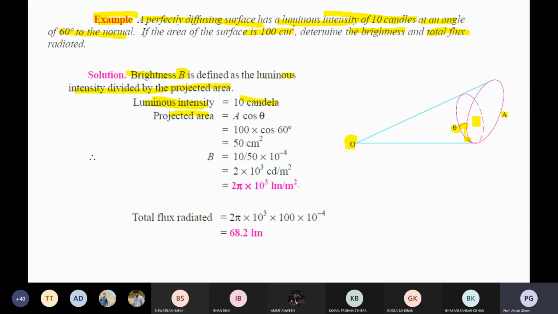Why 10 to the minus 4? Candela is the SI unit and now the area is in centimeters, so you have to multiply by 10 to the power minus 4, that is 10 to the minus 2 whole square. So B you are getting, B equals 2 into 10 cube candela per meter square. So 2 pi into 10 cube lumens per meter square, again converting candela to lumen. The total flux radiated is 2 pi 10 cube, that is B, into the area given, 100 centimeters square, 10 to the power minus 4, so it comes to 68.2 lumen.